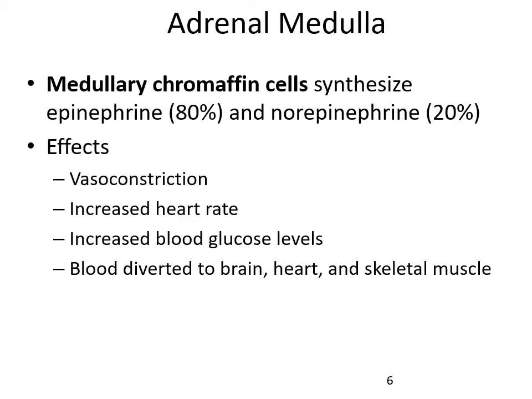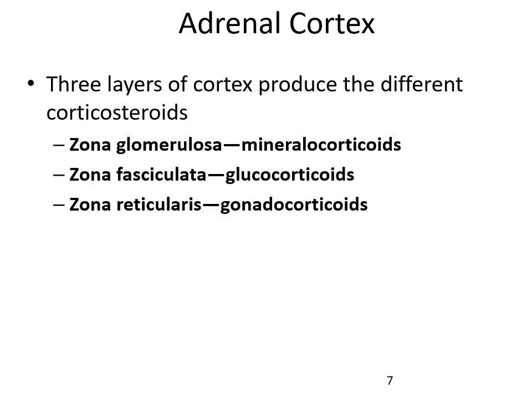Now, the adrenal medulla, the inside, is the nervous tissue. These are called chromaffin cells that synthesize epinephrine, 80%, and norepinephrine, 20%. There's also some dopamine, and collectively these are called catecholamines. They're part of the sympathetic effect. They're released into the bloodstream, and they elevate blood pressure. They rev the body up for an emergency response. We collectively call this adrenaline. So it causes vasoconstriction, increasing blood pressure, increasing heart rate, increasing blood glucose levels, and the blood flow is diverted to the brain, heart, and skeletal muscle during an emergency situation.